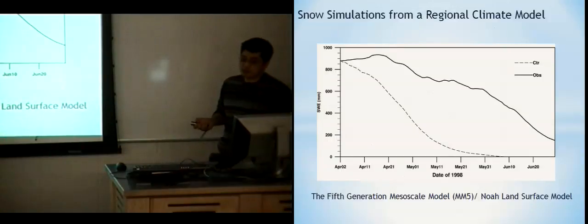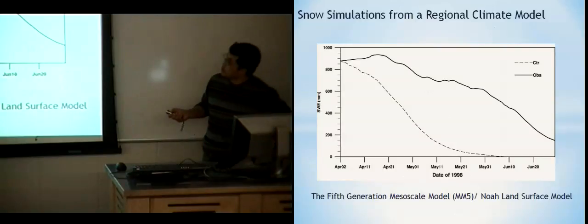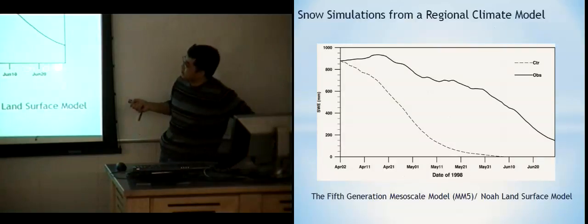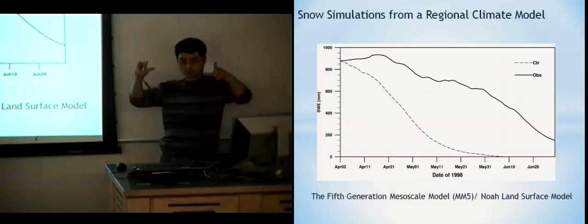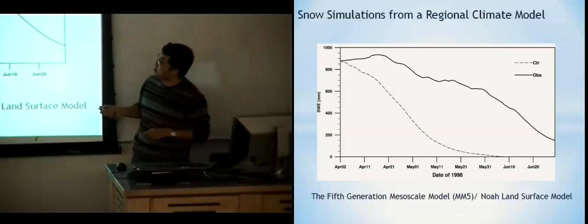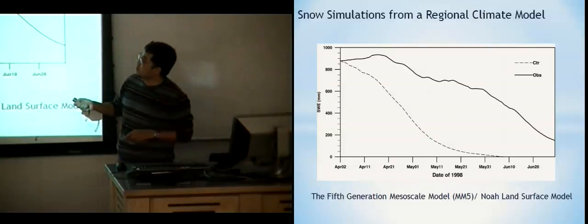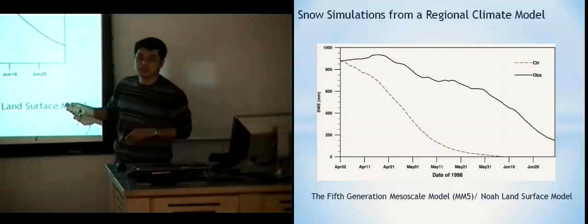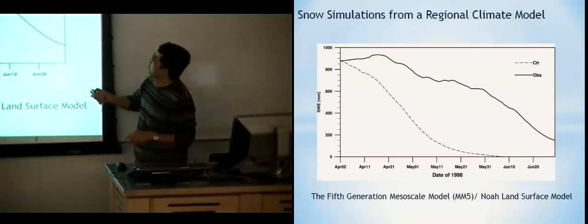First, we apply our model to that region. This is a time series of snow depths. This solid line is the observed value averaged over those 26 SNOTEL stations. This is the model simulated value. See, the model did a very poor job and significantly underestimated snow depths.